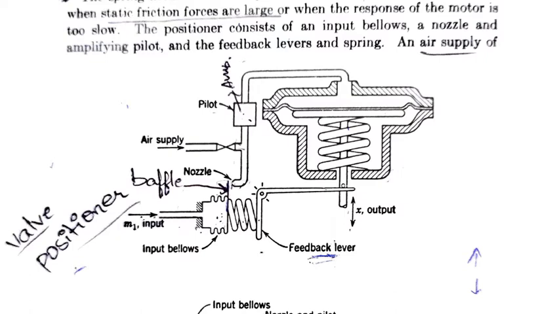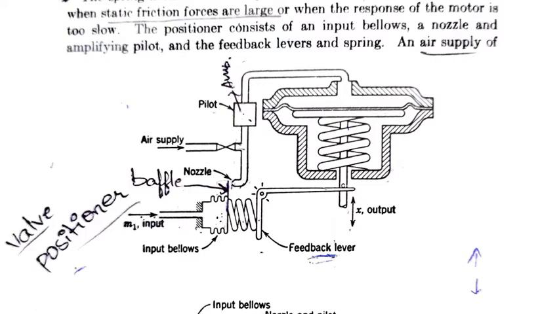And the third one is the pilot. And then the fourth is the feedback lever. So these four components together are called a positioner. Okay, so how it operates, we'll see now.